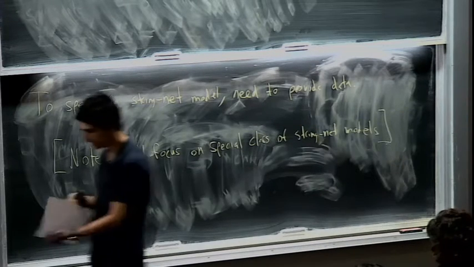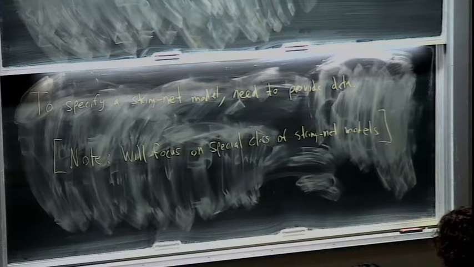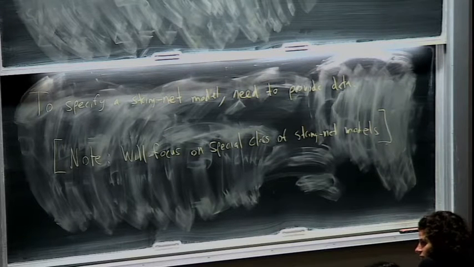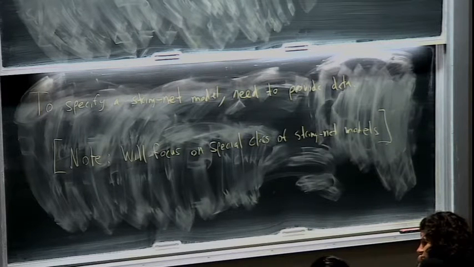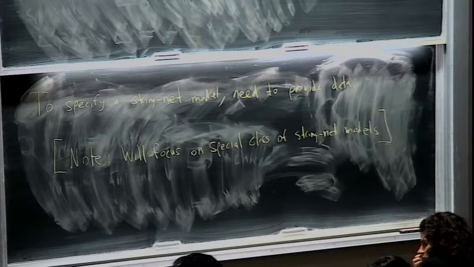OK, so what's the data to specify a string net model? At the crudest level, I have to tell you what are the types of string nets that make up what I'm describing the dynamics of. How many string types do I have, and so on. So, data. There are two pieces of data I have to specify. One, which I've already alluded to, is the number of string types.